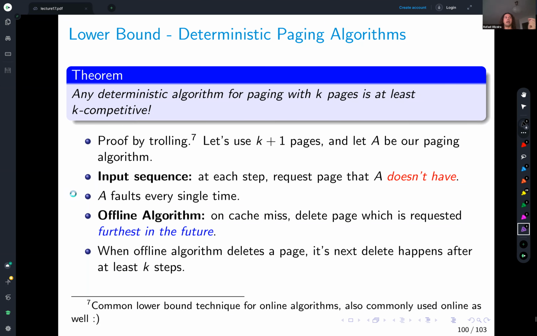That's why I highlighted it in blue, so that you know that this is the difference. This is the power that the offline algorithm has. So now you see the lower bound. Now we have the upper bound, that we have a k-competitive algorithm, and we can see that this is the best we can do.